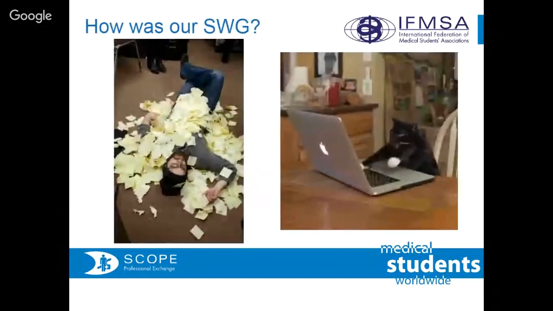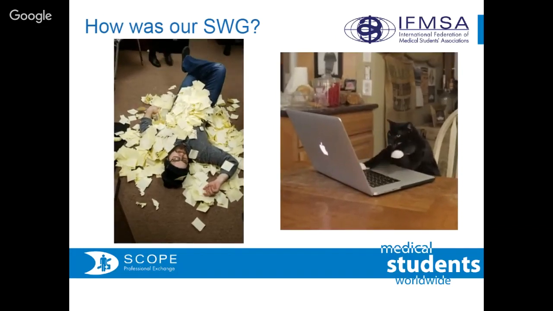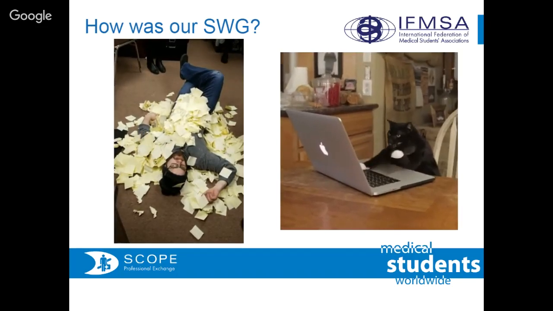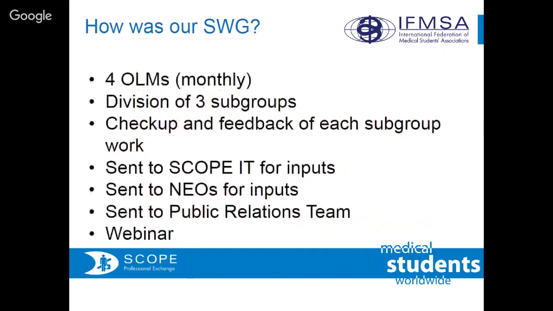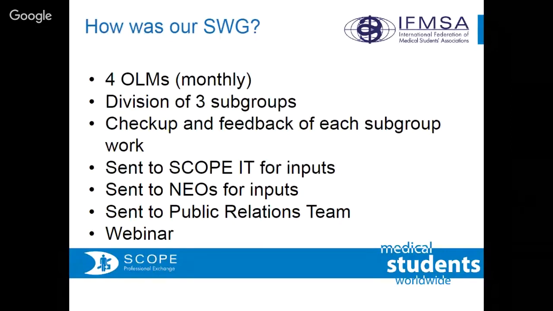So how was our small working group? Well, it was pretty well defined. We worked a lot and we got very tired, but it was an amazing experience, I can say. So what did we do? We had 4 online meetings, divided monthly. We had a division of 3 subgroups, one for each area: one for the application form, one for the evaluation form, and one for the guidelines. During each online meeting, we did a checkup and feedback of each subgroup's work. Then we sent it to the Scopy IT for inputs when it was all done.